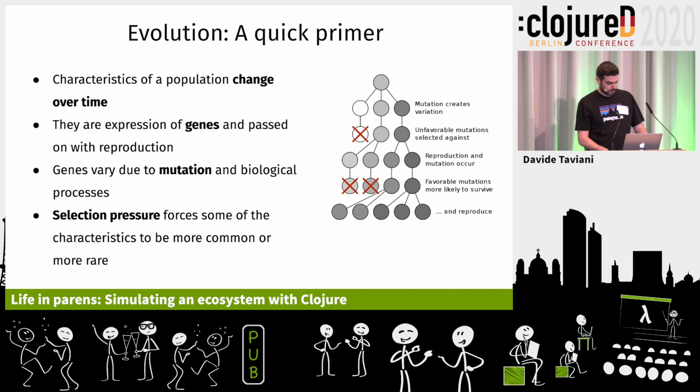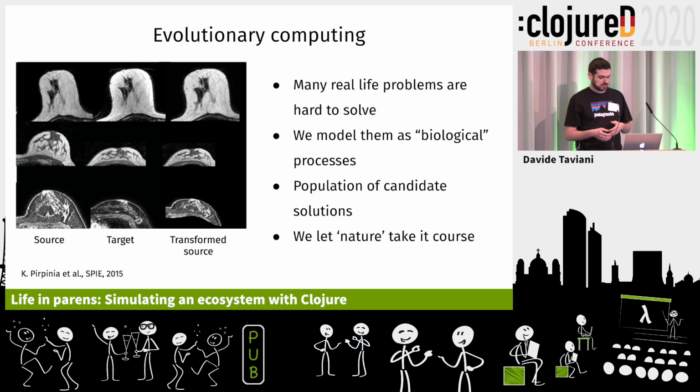And these principles are not only used in biology, but are also used in real life science. In this case, this is an MRI for breast cancer patients, so we want to try and get the images in the first column to match the images in the third column to see if the cancer was successfully removed. But there are no exact algorithms to do that, or I mean, it's not easy.